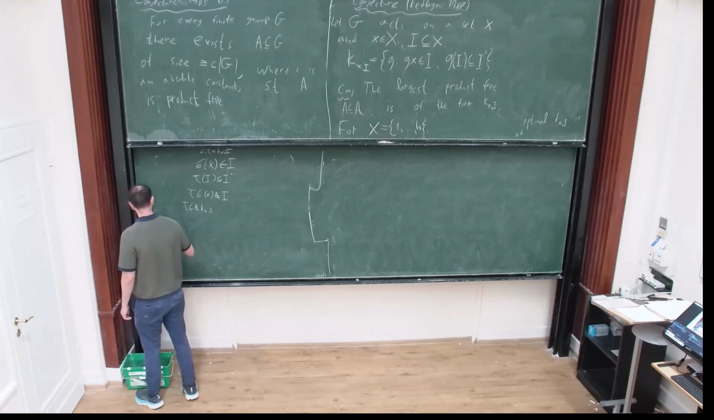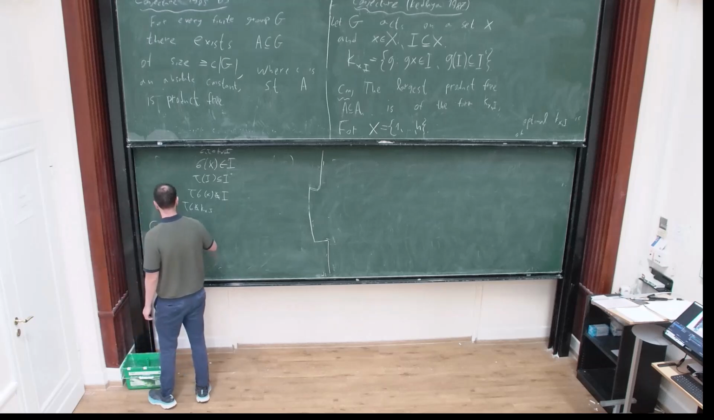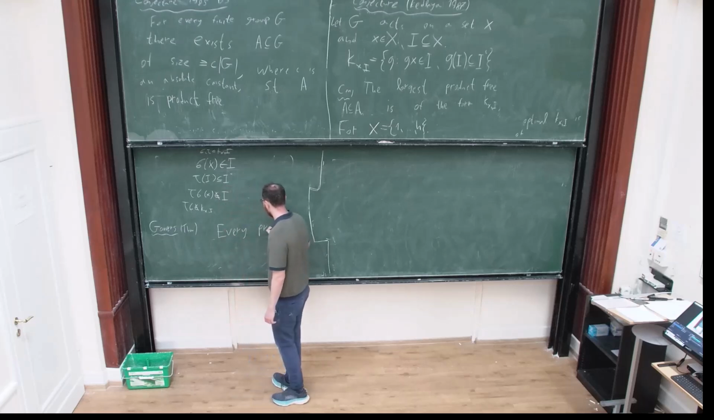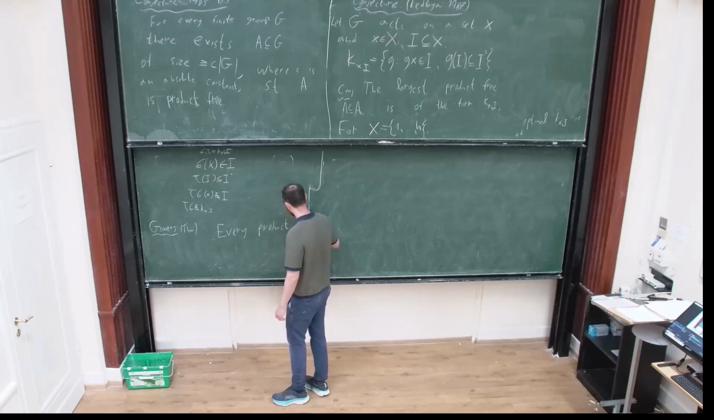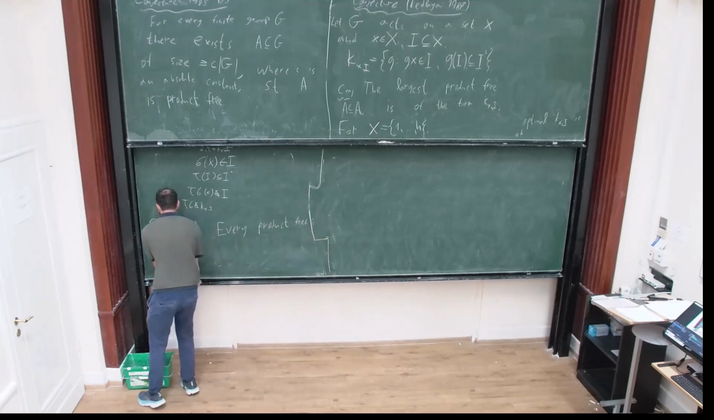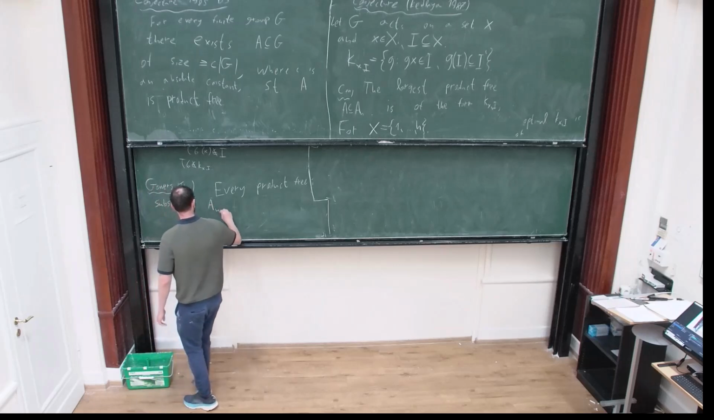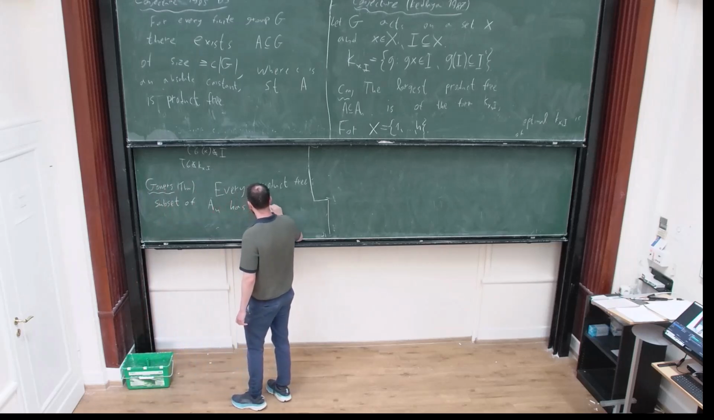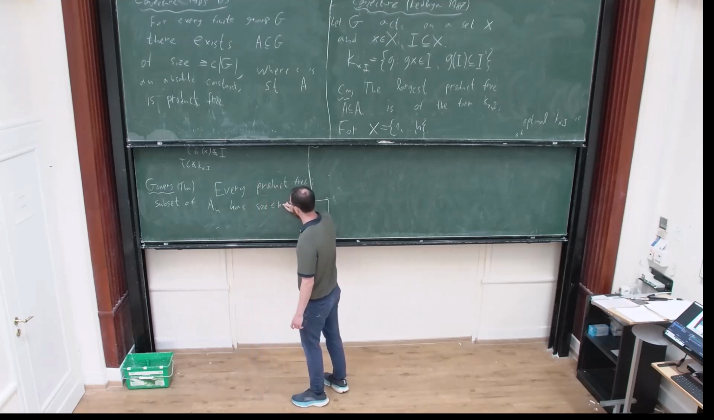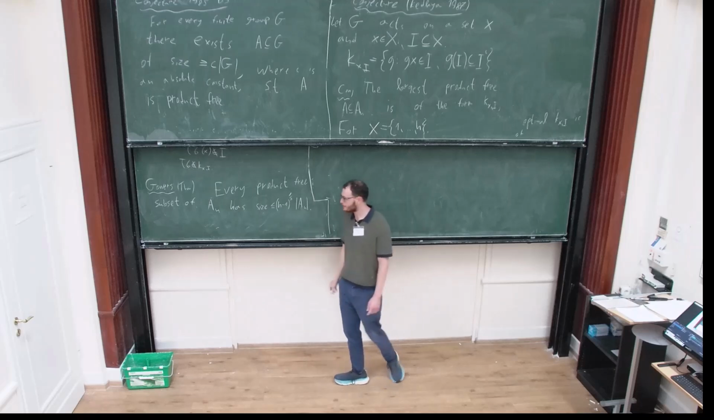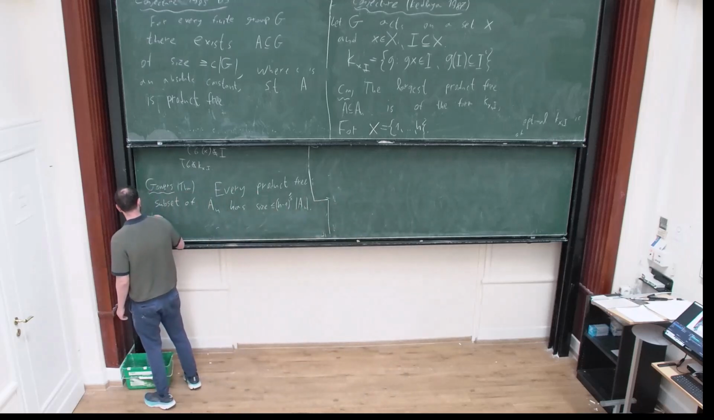So Gowers showed that every product-free subset of A_n has size at most n^(-1/3) times the size of the group. And then this was improved by Eberhard.